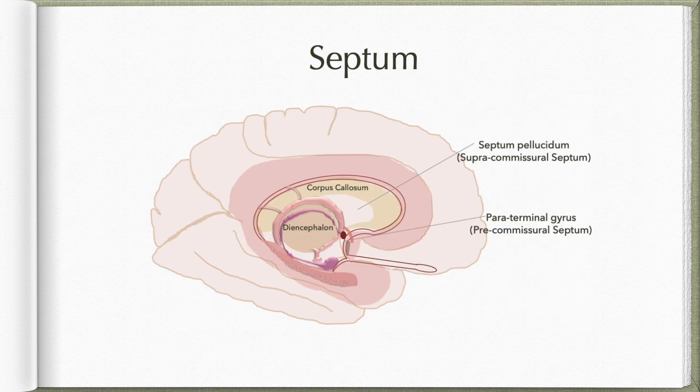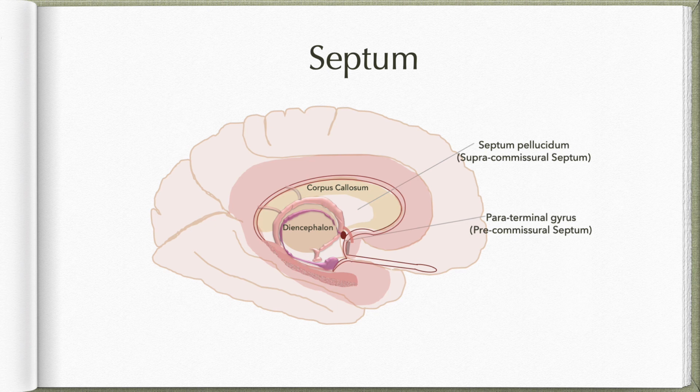Now coming to other structures like the septum. Septum, when we say a part of the limbic system, we mean 2 parts. The septum pellucidum, which is a sheet of white matter containing collections of neurons or nuclei. That is, it extends between the corpus callosum and the fornix. So that part is known as the supracommissural septum because it is above the anterior commissure.